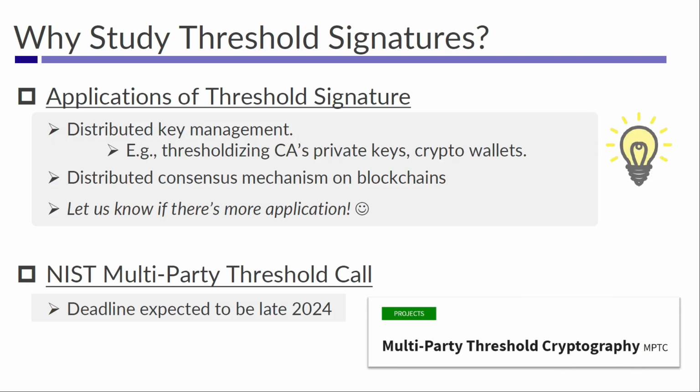And why do we want to study threshold signatures? There are several applications of threshold signatures that have been used in practice. Distributed key management, so I think crypto wallets will be one of the most prominent examples. And it could also be used in blockchain scenarios. I'm not really an expert on the application side, so if people know anything other than this, please let me know. And the more important thing for us is that there is a NIST multi-party threshold call expected around late 2024, and we want to have a working threshold signature scheme from lattices that we can call practical.